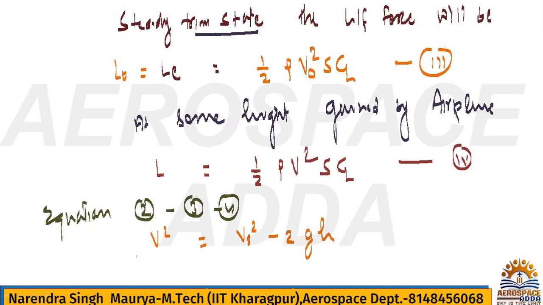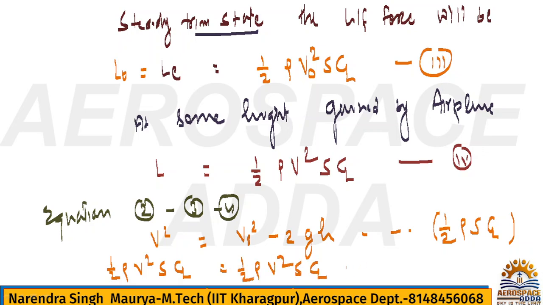Now see what we'll do here, simply on both sides we have to multiply by half rho S CL, because v square is already there, so we multiply half rho S CL throughout the equation. So this equation will be half rho v square S CL equals half rho v naught square S CL, minus half, the 2 cancels out, so we'll have rho g h S CL. This is equation number 5.